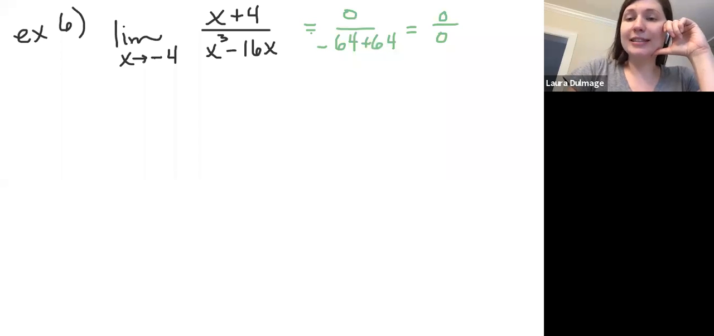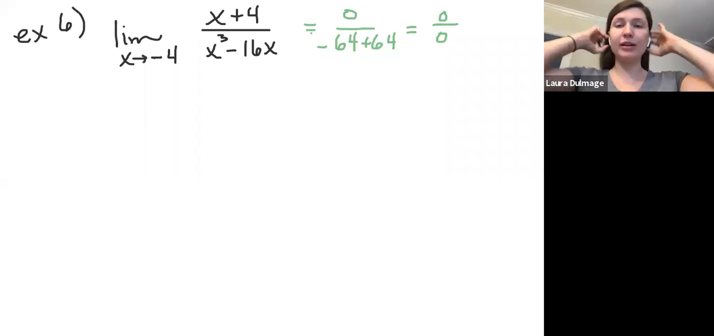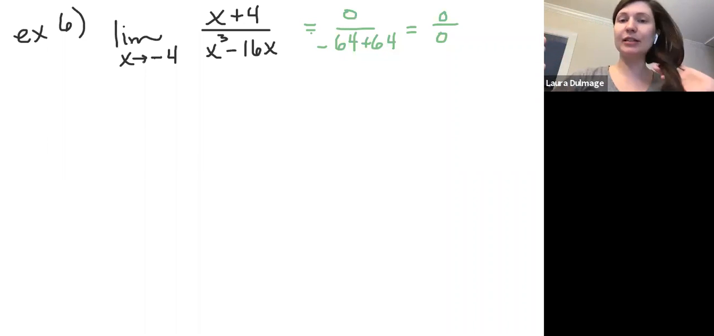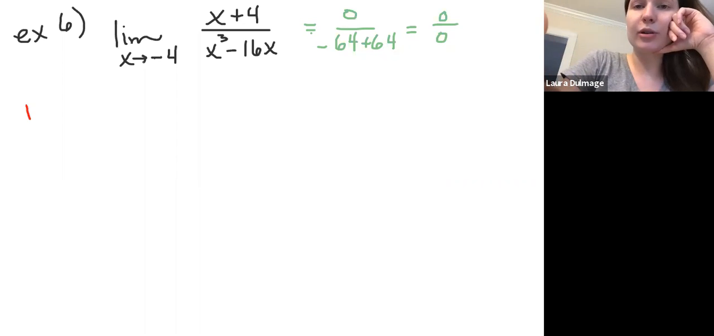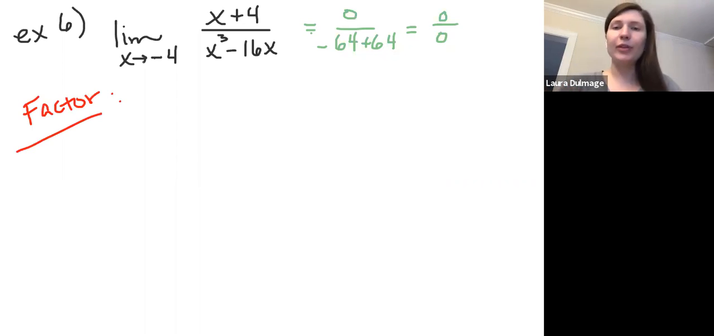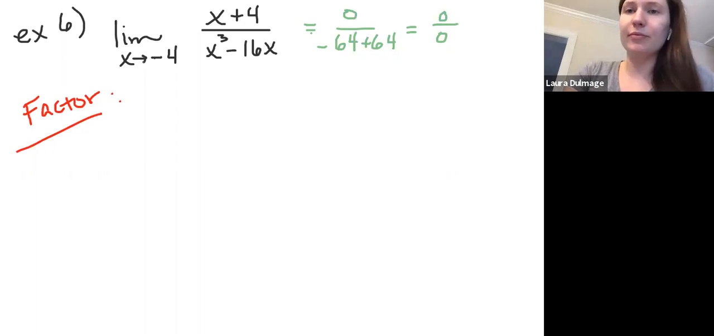0 over 0, again, is not undefined. 0 over 0 is in mathematics what we call indeterminate form. The limit still exists, so we're going to factor. So in order to factor, we look at the numerator. The numerator can't be factored at all. There's no GCF or anything there.